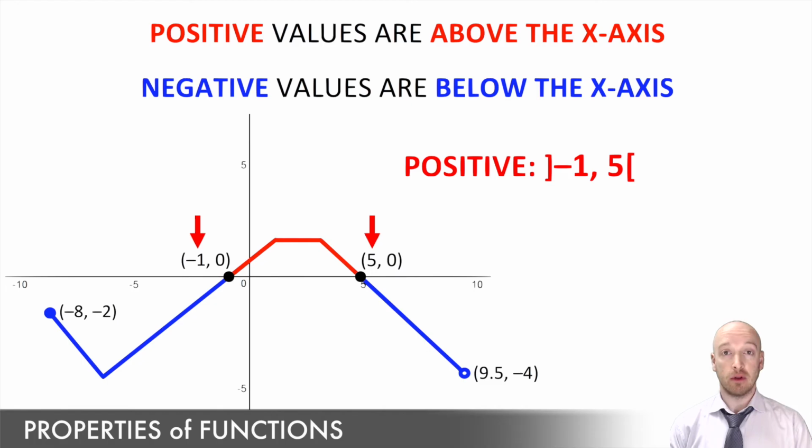Now in that interval, I'm not including the -1 or the 5. Notice how the brackets are turned away. That's because at -1 and 5, the function's actually 0. So it's only between those values, but not including them, that the function is positive.